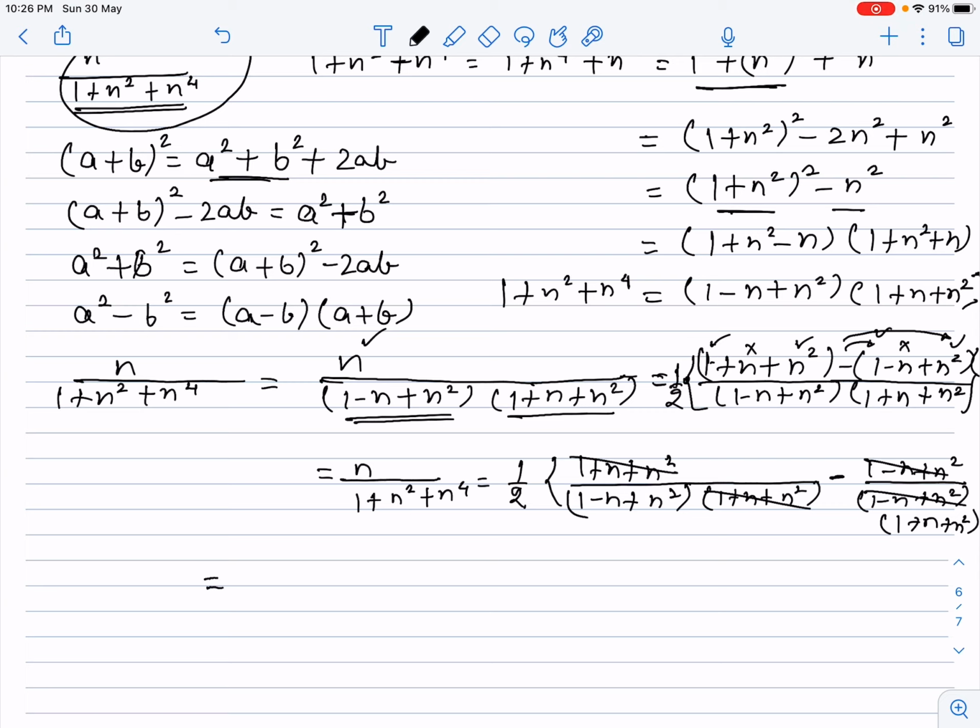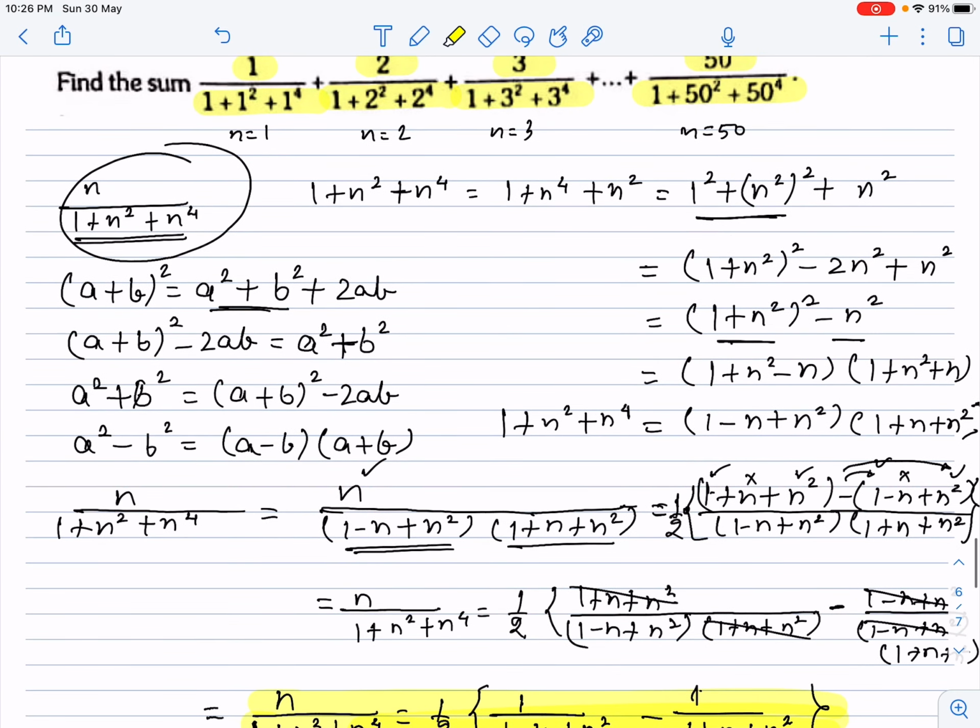So finally, my dear students, it can be written that n upon 1 plus n square plus n power 4 is equal to 1 upon 2 multiplied by 1 upon 1 minus n plus n square minus 1 upon 1 plus n square. Wow. That's the great achievement I got. Now you might be wondering how it is a great achievement, my dear students. It's a great achievement because I can make the above problem using this thing.